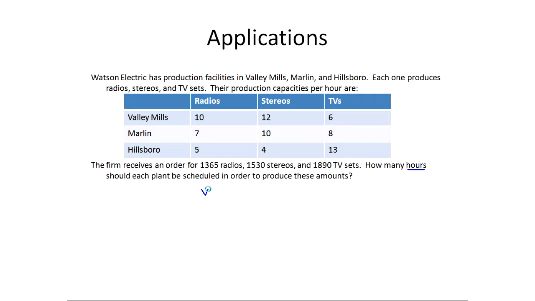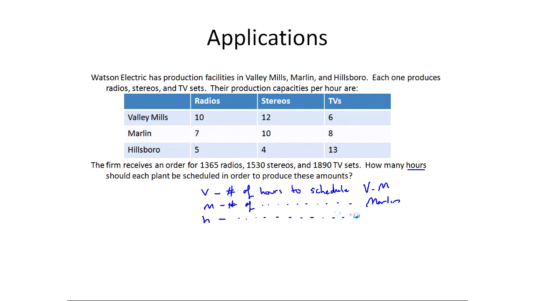How many hours should each plant be scheduled? So I'm going to say V. It's going to be the number of hours to schedule Valley Mills. And so M will be the number of hours to schedule Marlin. And H will be the number of hours to schedule Hillsboro. Now again, anybody else needs to look at this and know what you mean. So if you just put V, M, and H here, I have no idea. Do you mean the number of people that work there? Do you mean the number of hours? What do you mean by that? So you've got to give me something more than that.